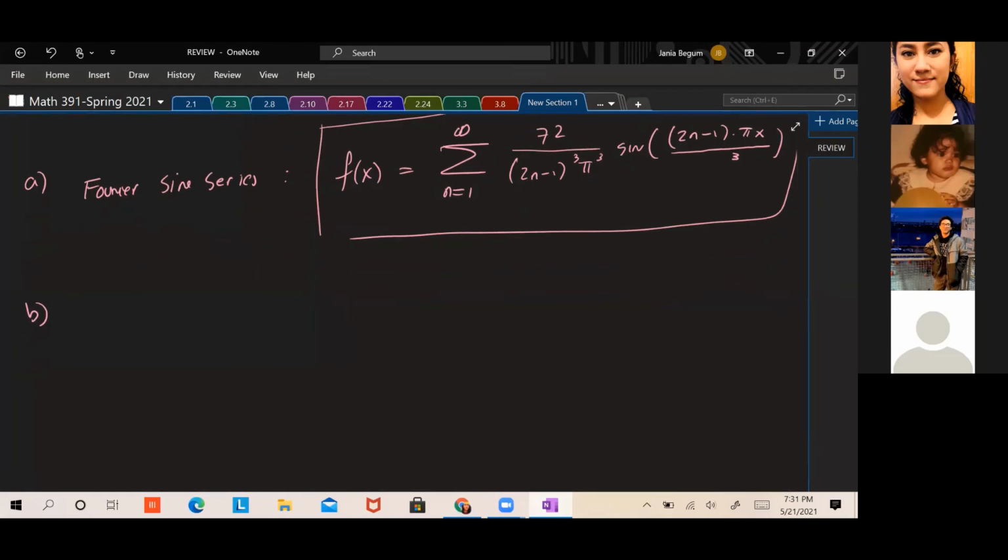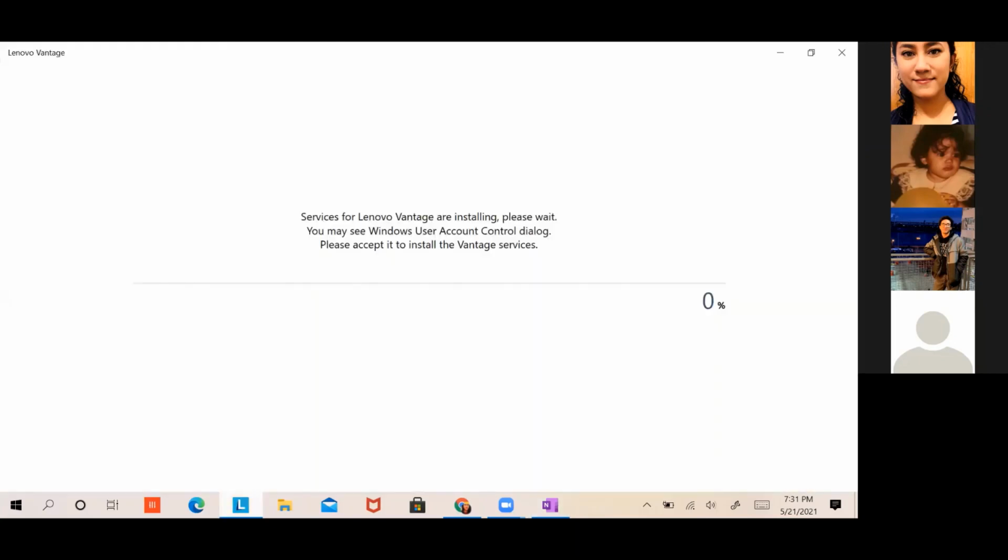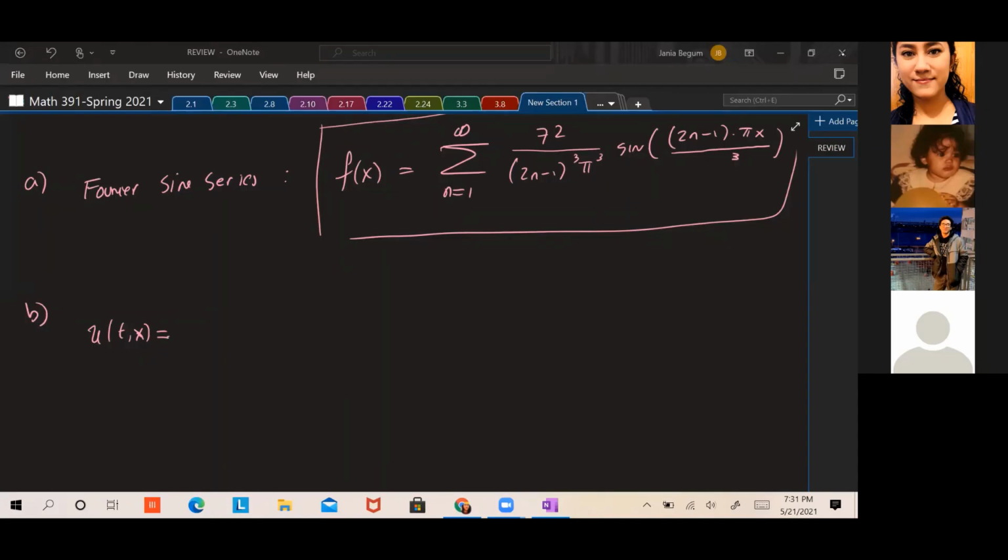Yeah, so we know the solution to the heat equation up to the boundary condition, right? It's going to be what?